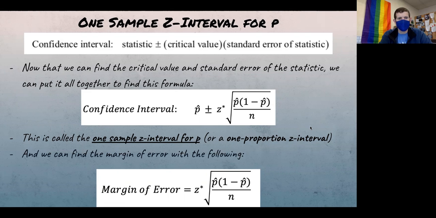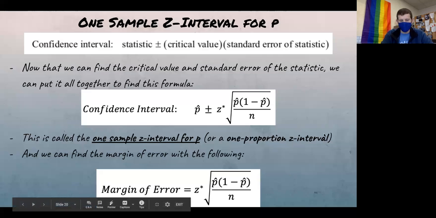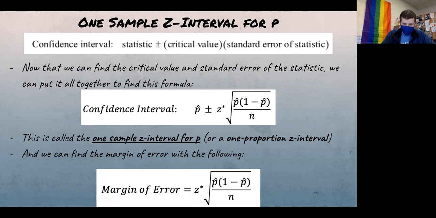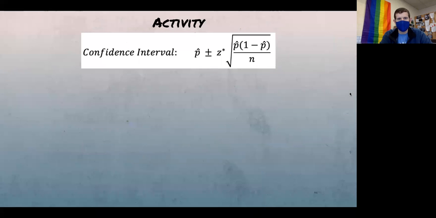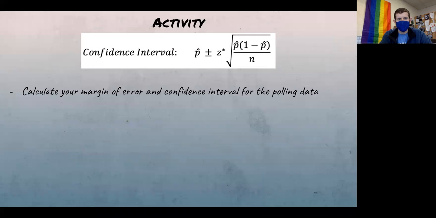That's good to go. And now we can find the margin of error with the following. The margin of error, remember, just represents everything after the plus or minus. And there it is: the critical value times the standard error. It's important to recognize that that's the margin of error in case you have a problem where you need to use that. And we're going to have some examples of why that would matter starting in a second.